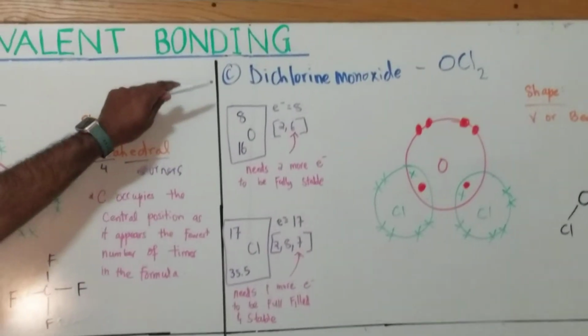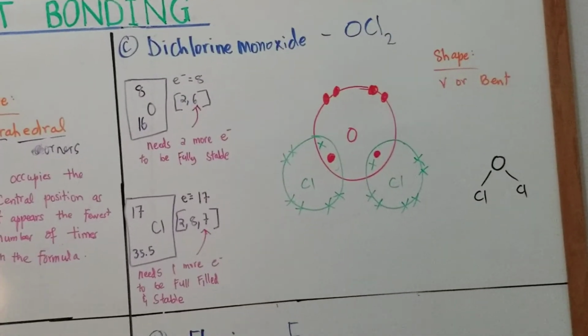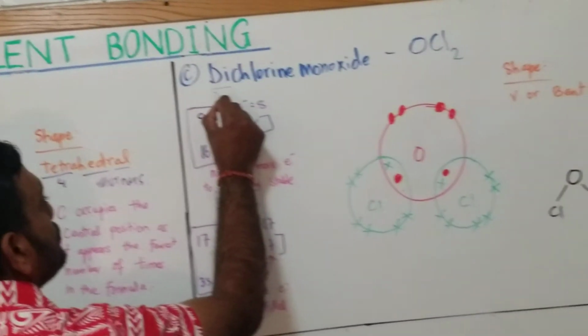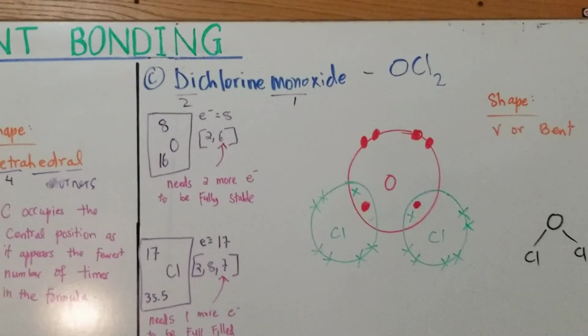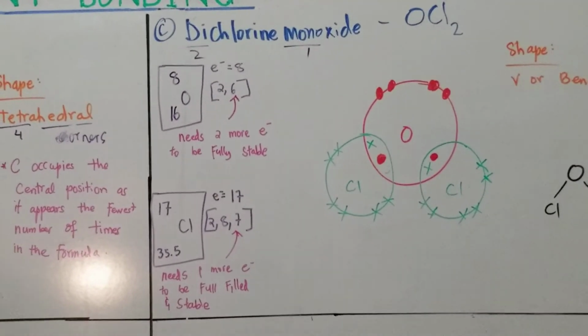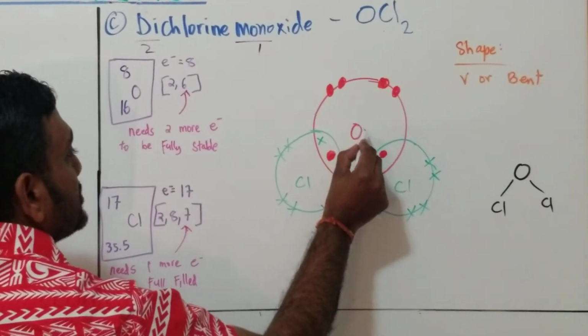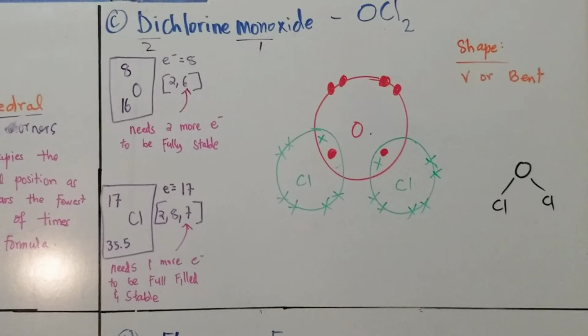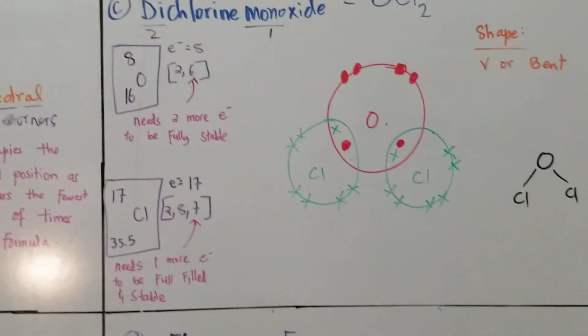Now let's look at the third structure on the board, dichlorine monoxide. So di in chemistry means 2, 2 chlorine, mono means 1 oxygen. So OCl2 is the formula. In the formula, oxygen just appears once and chlorine twice. Therefore, I'll place oxygen in the center. So I'm just showing you how I determine the geometry, when I look at the formula, which atom goes in the center and which goes on the side.